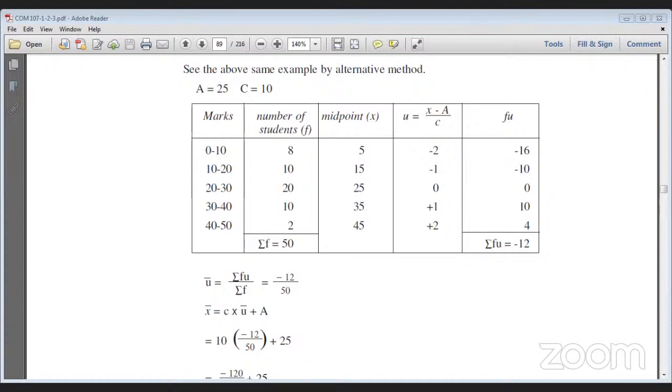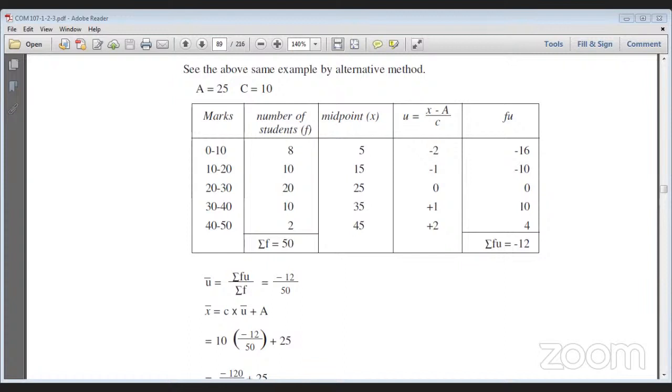Here the modal class will be 60 to 65, highest frequency 25. So the modal class will be 60 to 65. Now F1 is 25, that means the frequency of that class. F0, previous class frequency, is 15, F2, next frequency, is 20. D1 is equal to 25 minus 15 is equal to 10, D2 is equal to 25 minus 20 is equal to 5.